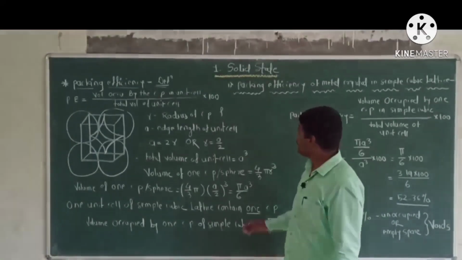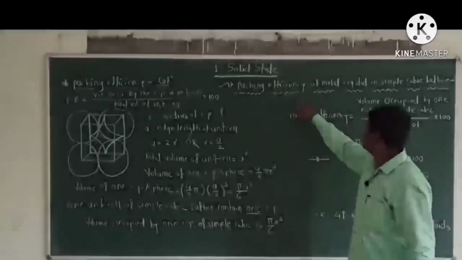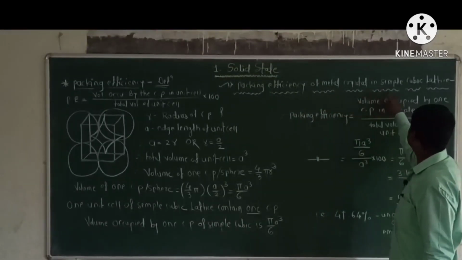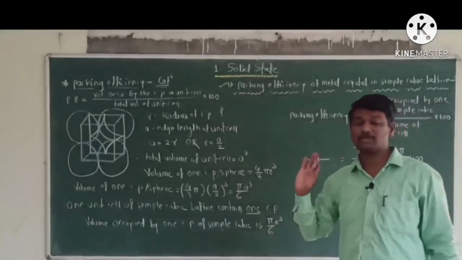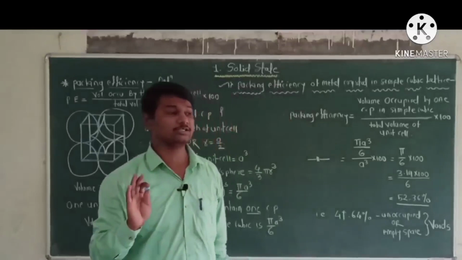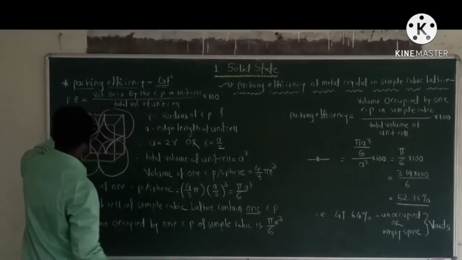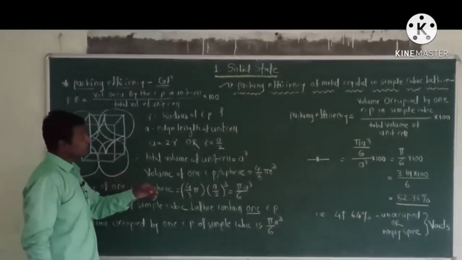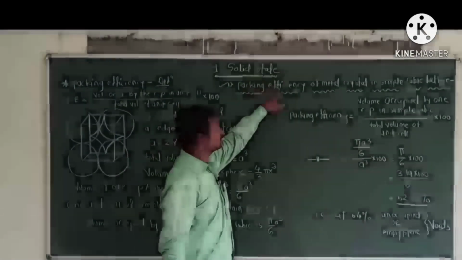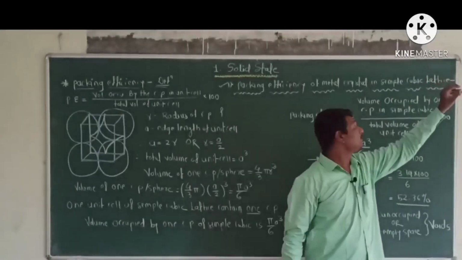Okay. Now the next point is the packing efficiency of a metal crystal in a simple cubic lattice. All of you know the simple cubic lattice. In a simple cubic lattice, all constituent particles are present at the corners of the unit cell.